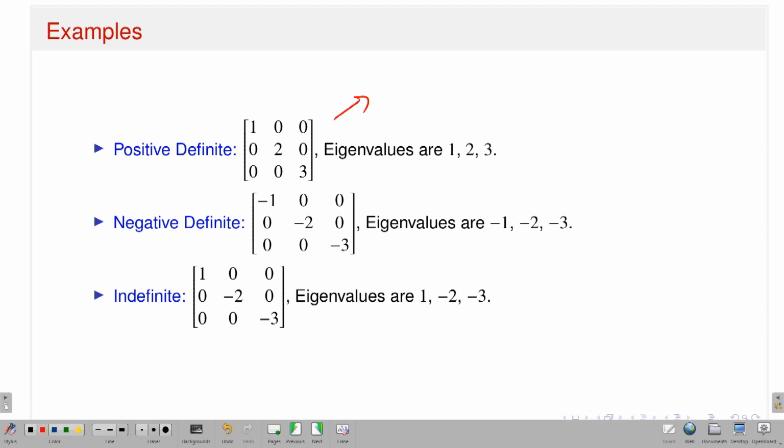Negative definite, again I am talking about a diagonal matrix, diagonal elements are the eigenvalues, it is symmetric, and all the eigenvalues are -1, -2, -3, these are all strictly negative. So, therefore, it is negative definite.